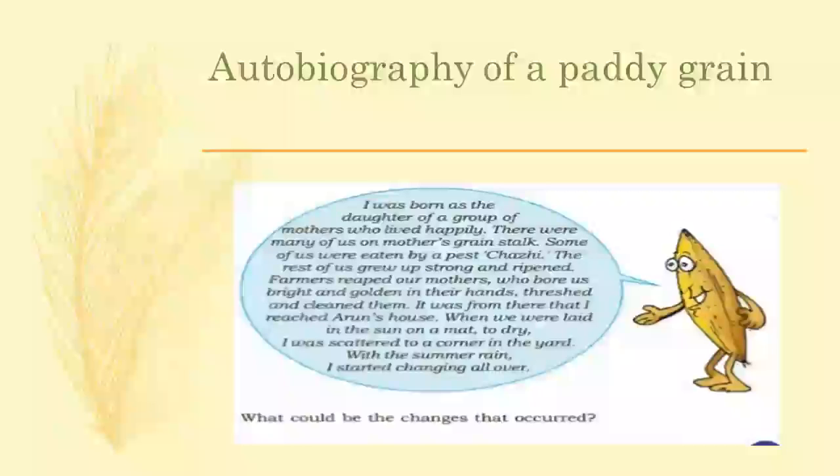When we were laid in the sun on a mat to dry, I was scattered to a corner in the yard. With the summer rain, I started changing all over. What could be the change that occurred?